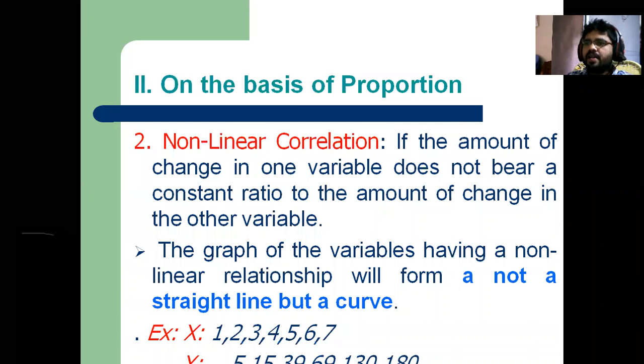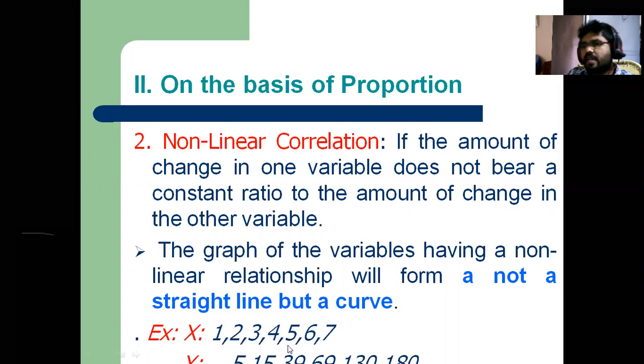Then let us go to non-linear. What is meant by non-linear? It is quite the opposite of linear. The amount of change in one variable does not bear a constant ratio to the amount of change in another variable. When you plot a diagram, the non-linear relationship will form not a straight line but a curve. When we draw the graph using non-linear data, we get a line, but it is not a straight line, it is a curve.